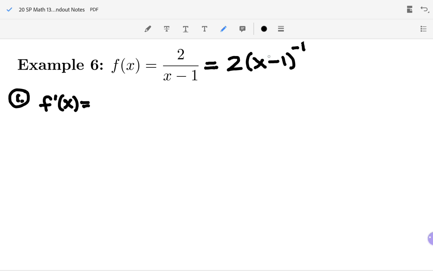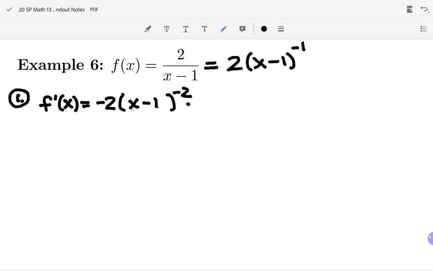Which means I'm going to bring down the power, so I'm going to keep that 2 and bring down the negative 1. 2 times negative 1 is going to make it negative 2. So you bring down the power, you keep the original inside, and raise it to your new power. Negative 1 minus 1 is negative 2. There's my first part of the chain rule. Bring down the power and keep the original to the new power. What's the last part of the chain rule? You want to multiply by the derivative of the inside.